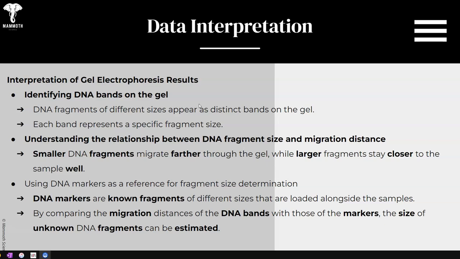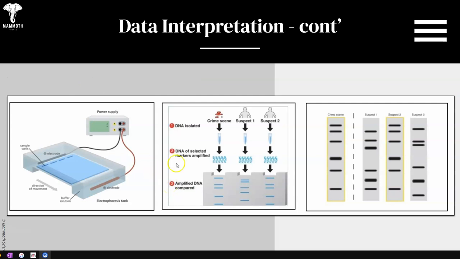Smaller DNA bands migrate farther in the gel, larger ones stay pretty close, and those DNA markers that you usually have are samples on the left side as a reference for fragment size determination. These are known fragments of DNA sizes that are loaded alongside the samples. By comparing the migration distances of the DNA bands with the markers, the size of the unknown DNA fragments can be estimated. So once again, this is what this looks like.